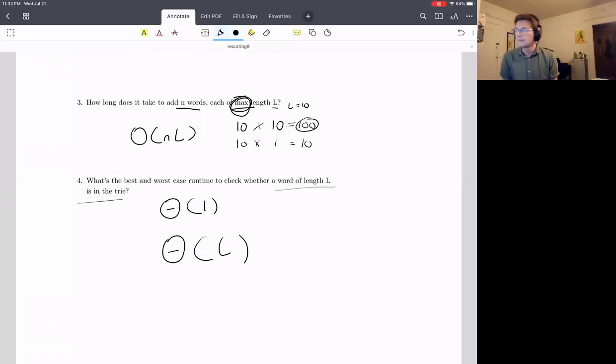Okay, I hope that made some sense. That is the end of this worksheet, and I hope that's a decent introduction to some of these data structures.